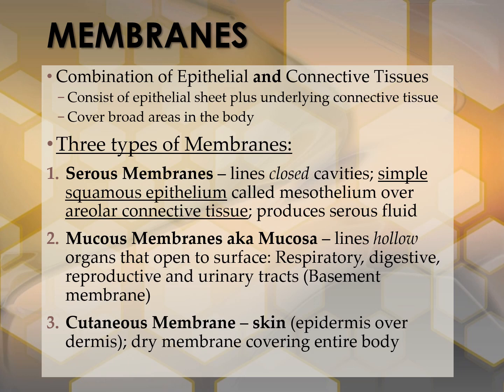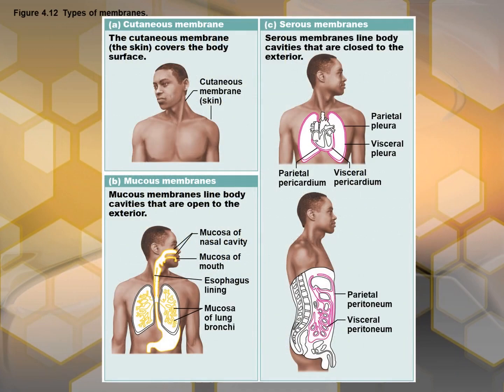Okay, and this is a dry membrane. So serous membranes and mucous membranes are wet membranes, right? They're inside the body. Whereas the cutaneous membrane is dry and it's covering the entire surface of the body. So it's just a good picture from your book to remember our different membranes. So cutaneous membrane is the skin. Mucous membrane is lining all those inner tubes of the body, right? Respiratory system, digestive system, urinary and reproductive system.